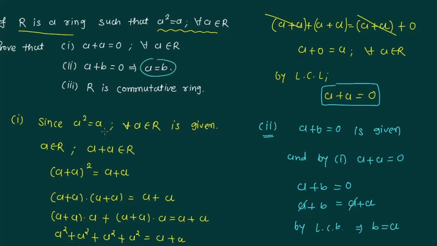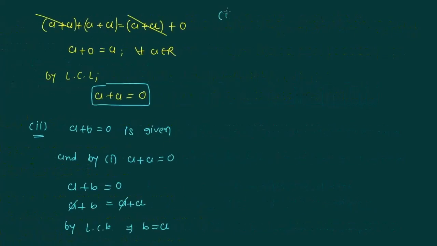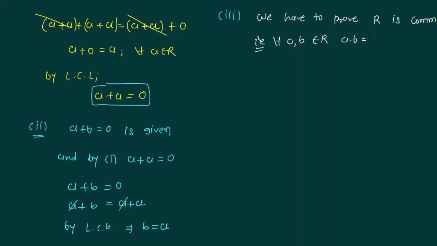The third is R is a commutative ring. So in 3, let me change the color of the pen. We have to prove R is a commutative ring. Now that means for all a, b belongs to ring R, we have to prove a into b equal to b into a. This we have to prove. Now we will use what we proved in the first and second to prove this. We know that a and b belong to R.